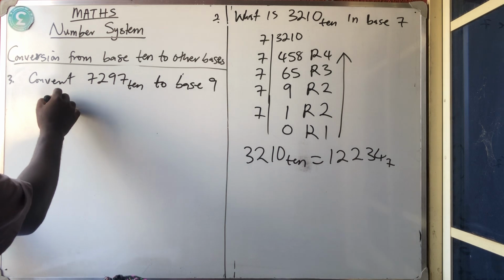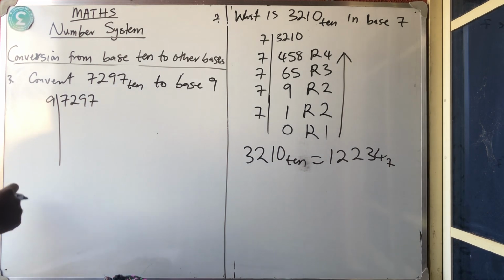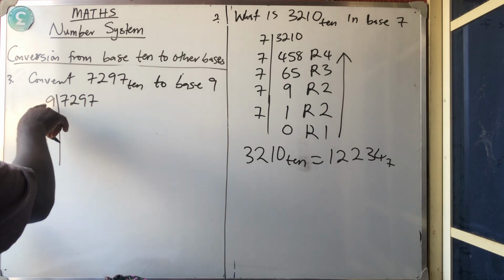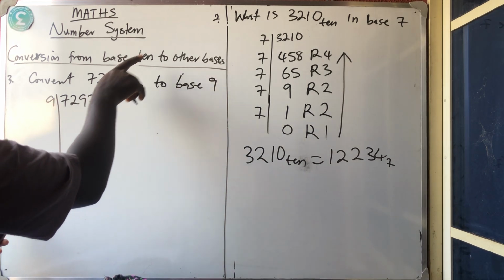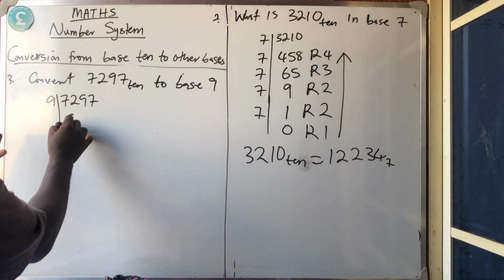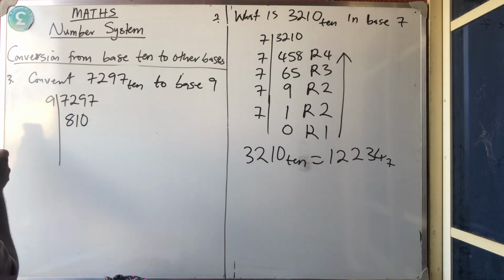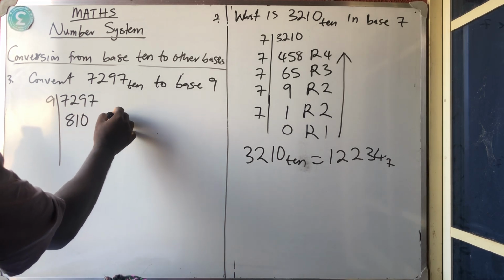So I'm having 7297 divided by 9. Remember, the reason I'm dividing is because I started from the base 10 and I'm going to the other ones. Whenever you start from base 10, you must divide. So I'm having 810.7777. So write the whole number, then subtract it minus that 810. Then times that 9 you are dividing with. I'm having that the remainder is 7.